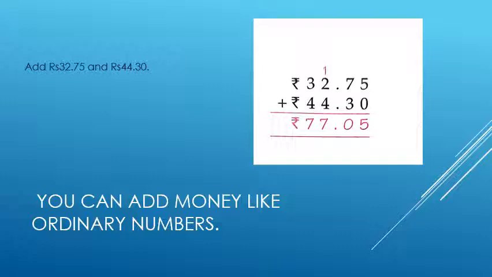Now children, add them like ordinary numbers. So we start adding from the right side. 5 plus 0 is 5. So write 5 there. Now children, 7 plus 3 is 10. So write 0 there and 1 carry. Now children, 2 plus 4 is 6 plus 1 is 7. So write 7 there. Now children, 3 plus 4 is 7. So write 7 there. And here write rupees below rupees. And children, put a point in the answer below the points.